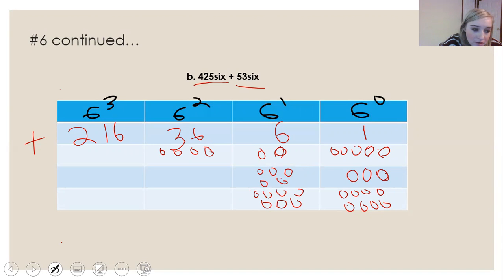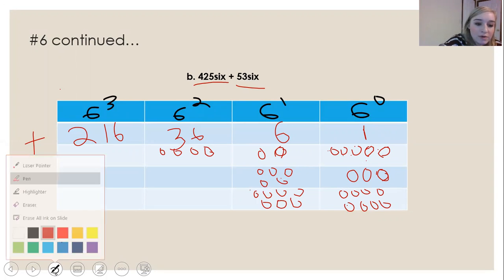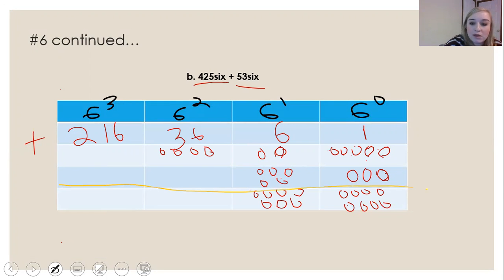And then here we have 4. And we don't have anything here. So what we're going to do is add 1, 2, 3, so we have 1, 2, 3, 4, 5 plus 3. Once we've gotten this, we're going to group them in 6. And I always have to remember, I need to draw my line. This is what we've just added.